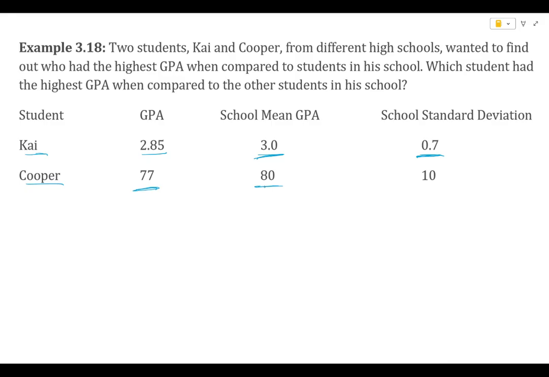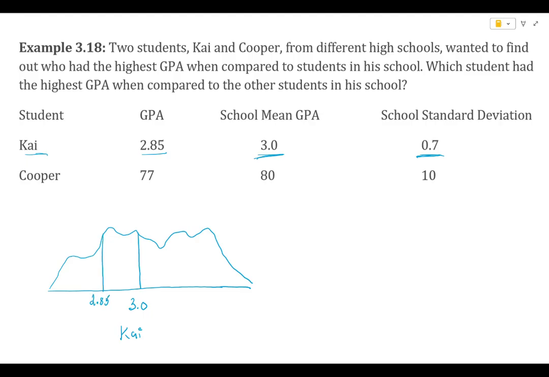I'm not going to define this in terms of z-scores, but what I do want to do is sketch the graph of two different distributions. One of them we will sketch for Kai, and the other one I'll sketch for Cooper in a different color. We know that the mean for Kai's distribution is 3.0, and I'm making an assumption here about the shape. It doesn't really matter what the graph looks like. We want to know how far from the mean both Kai and Cooper are. Kai has a grade of 2.85, so Kai's actual grade is lower than the mean.